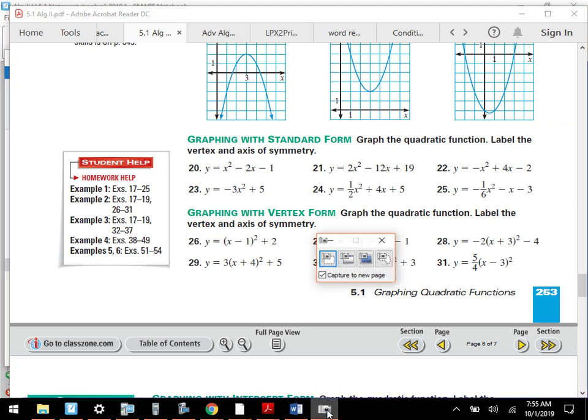So if we look at one of those, we did what? Well, let's look at 28.